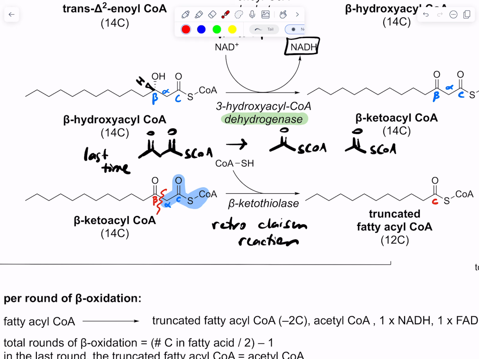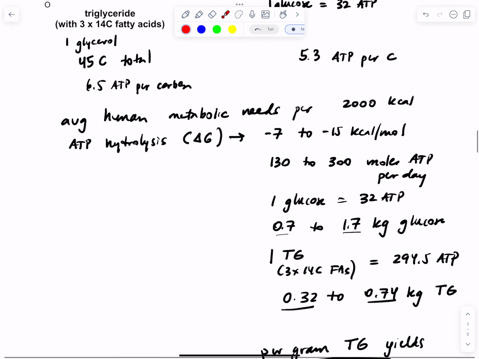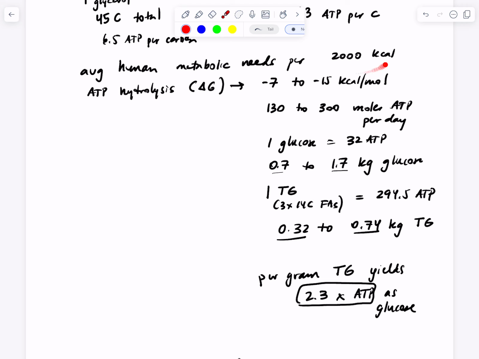Also, incidentally, this kind of math is what's used when somebody tells you that if you want to lose a pound of fat per week, you need a calorie deficit of this much per day. This is where those numbers come from, because we've just described how much ATP you get per kilogram of triglyceride, and ultimately per calorie that you want to use per day. So you could use these numbers to get that conclusion. Yeah?